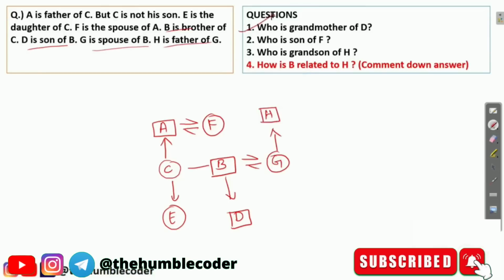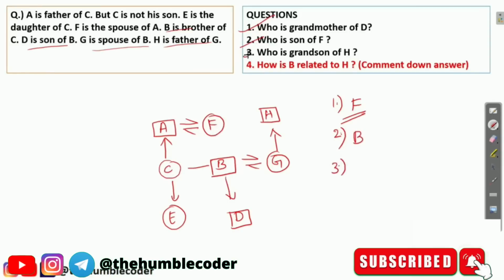Let's now look at our questions. Who is the grandmother of D? So we have D over here. Now D's father is B, and the mother of B is F. So the grandmother of D is F. Okay. Moving on to the next question. Who is the son of F? So here is F, and F has a daughter C who has a brother B. So the son of F is B.